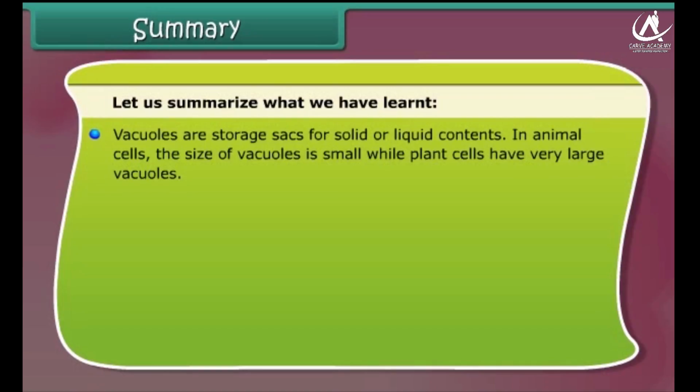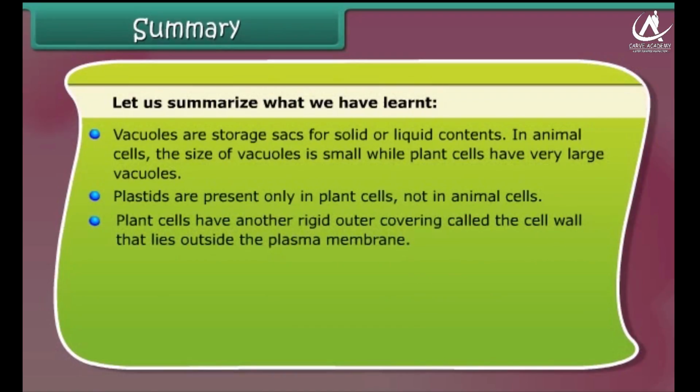Vacuoles are storage sacs for solid or liquid contents. In animal cells, the size of vacuoles is small, while plant cells have very large vacuoles. Plastids are present only in plant cells, not in animal cells. Plant cells have another rigid outer covering called the cell wall that lies outside the plasma membrane. The plant cell wall is mainly composed of cellulose and provides strength to the cell.